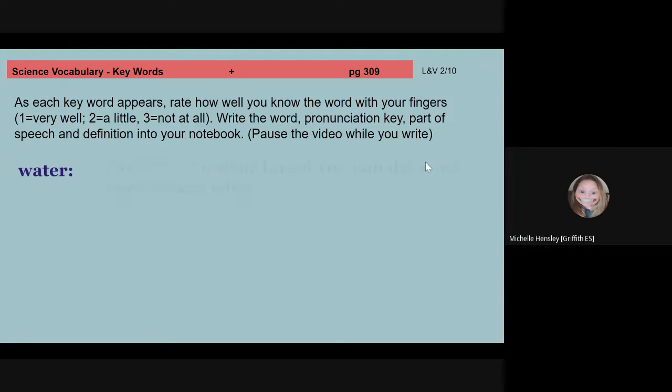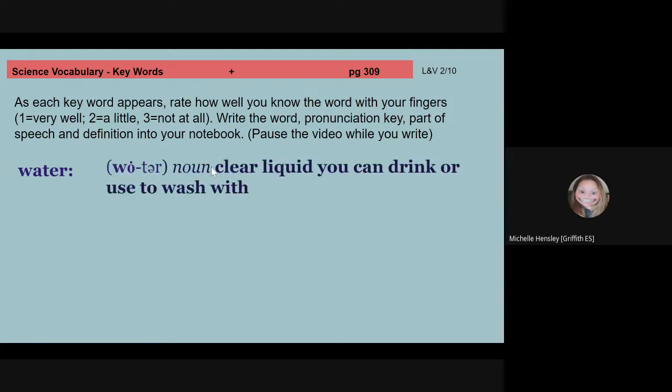Water. Water, 2 syllables, a noun, and it's a clear liquid you can drink or use to wash with, right? Water is a clear liquid you can drink or use to wash with. Some of you might have heard water referred to as H2O. That's its chemical composition. It's made up of 2 atoms of hydrogen attached to 1 atom of oxygen. The 2 atoms of hydrogen and 1 atom of oxygen combined together make a water molecule. Water, a clear liquid you can drink or use to wash with.